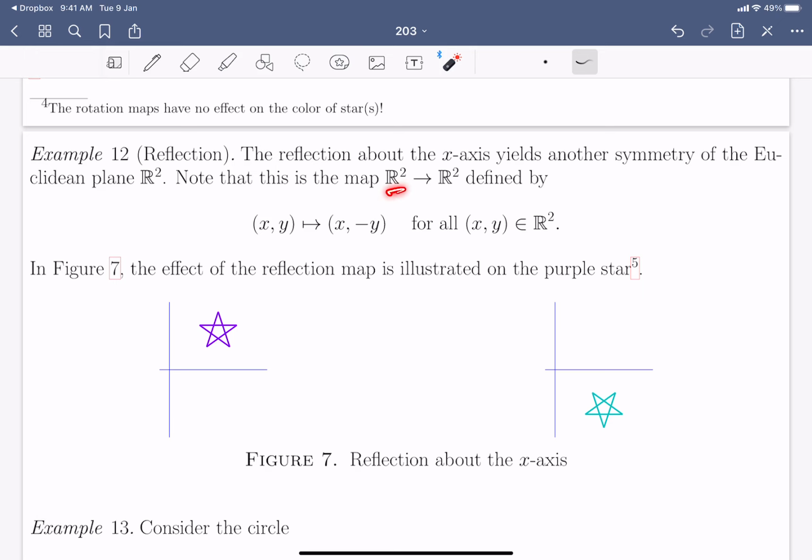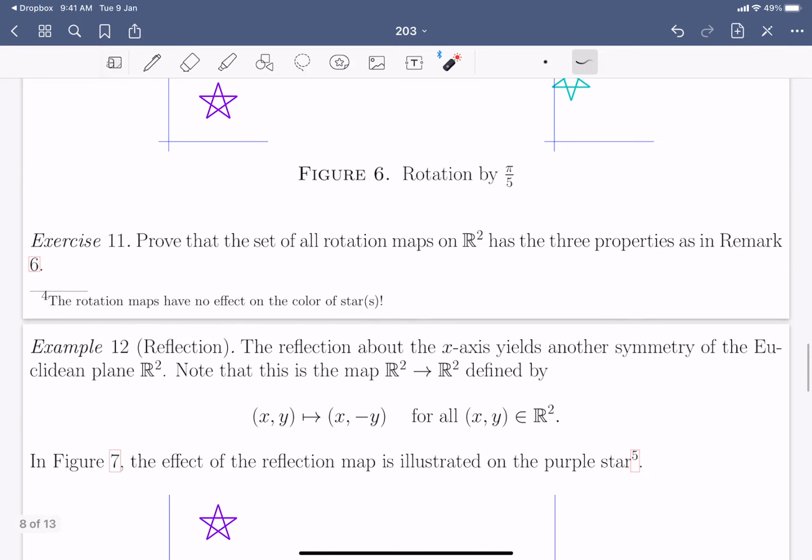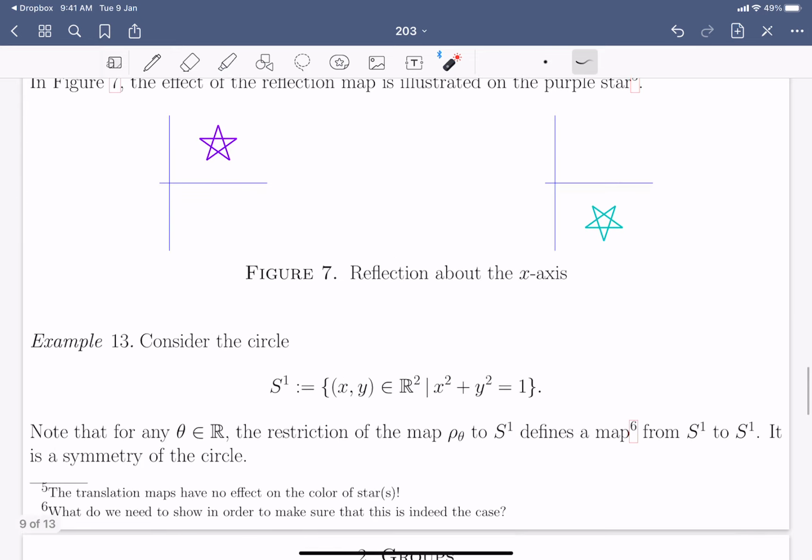Note that the identity map from R2 to R2 is just the composition of this flipping map with itself twice. Because if you flip something about the x-axis once and then flip it once more, you go back to where you started from. So this flipping map along with its square, the identity map, this set has all the sought after properties that we enlisted in remark 6.